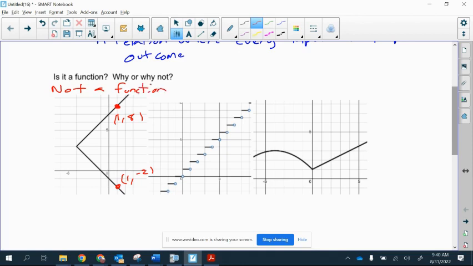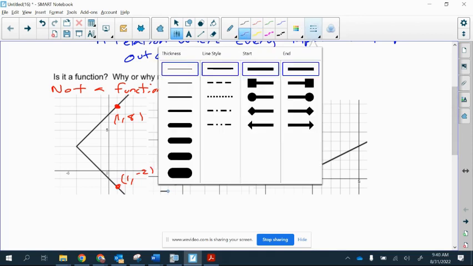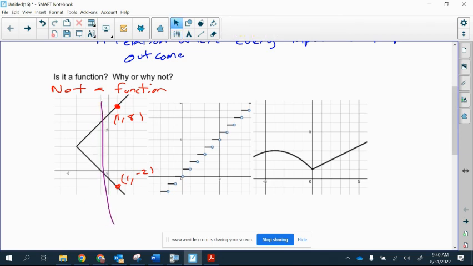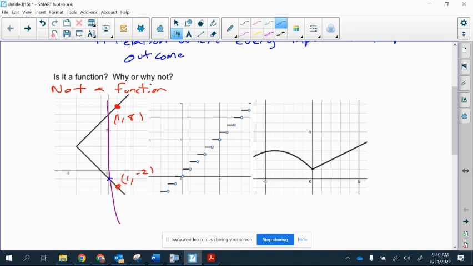Oftentimes, graphically, people refer to having the vertical line test. And what that means is that a single x value should only have one point on that specific x value to be a function. And in this case, since there's 2 points on all of these graphs at a single x value, that would describe it as not a function.